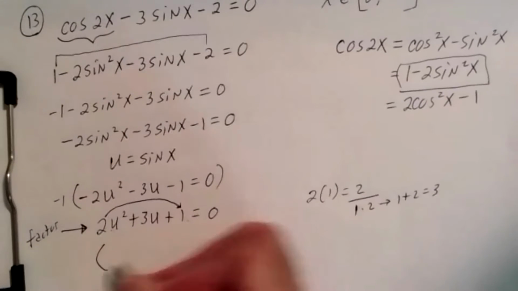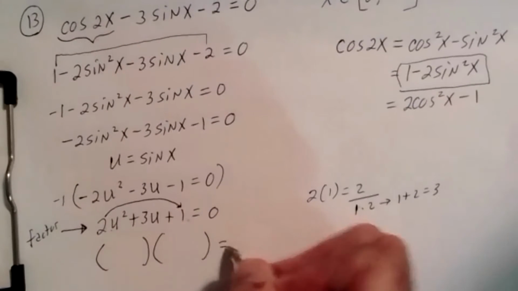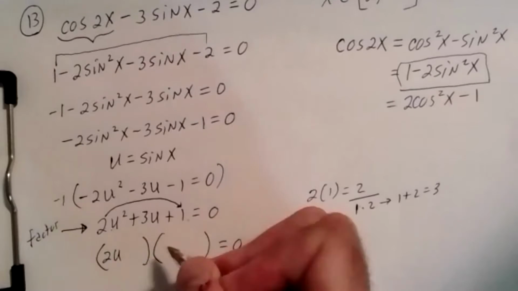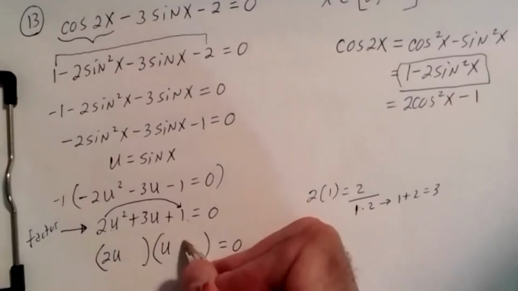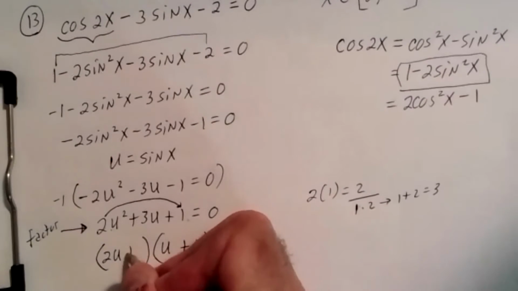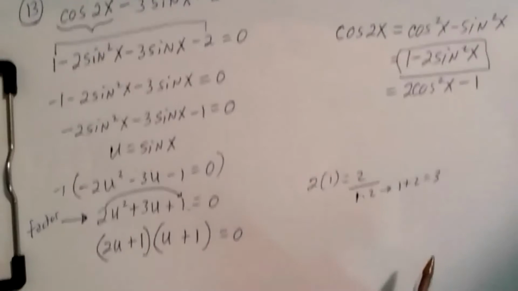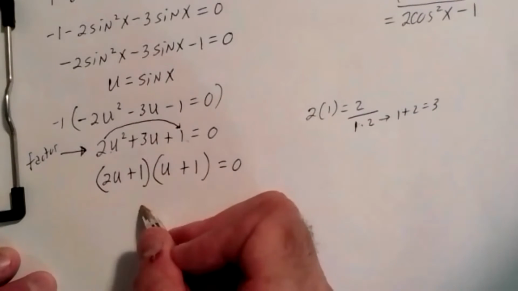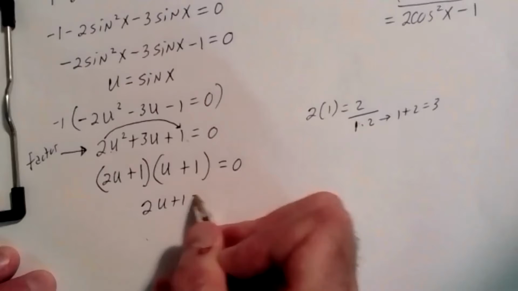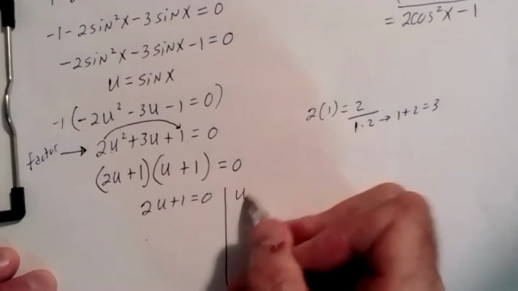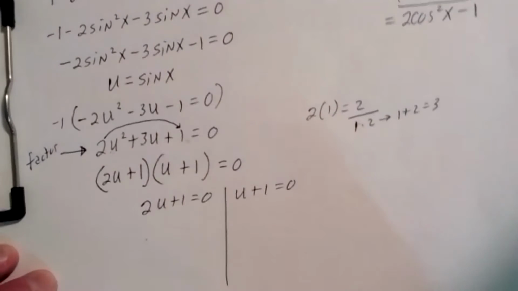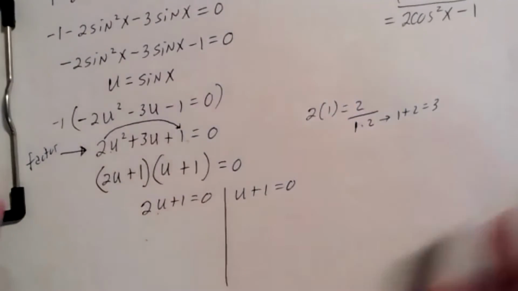But when you get done factoring, it will factor into the product of 2 binomials of the form (2u plus 1) times (u plus 1). So that's how that trinomial would factor. If you were to FOIL this all out, gather together like terms, you would get this trinomial back. Now we set our factors equal to 0. But ladies and gentlemen, we were not being asked to solve for u.